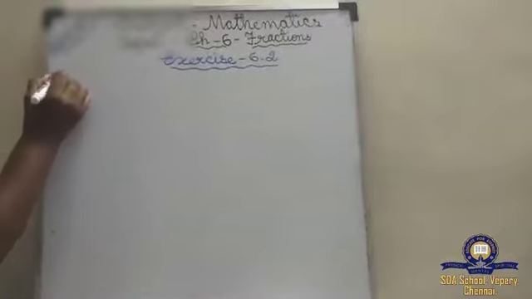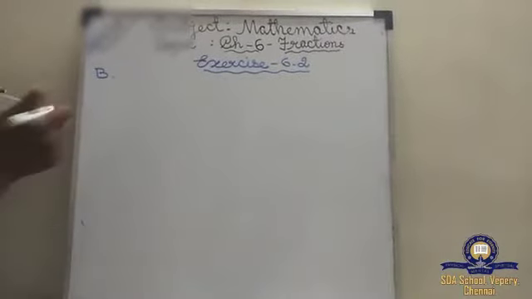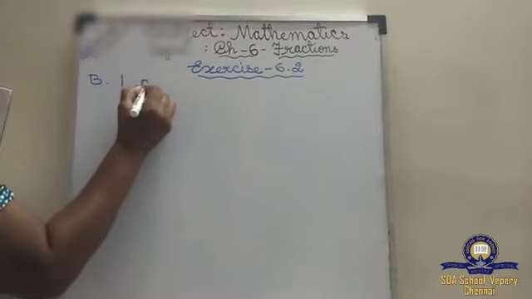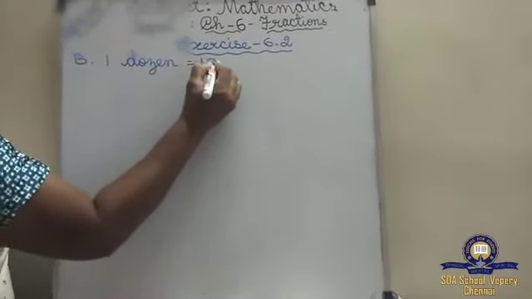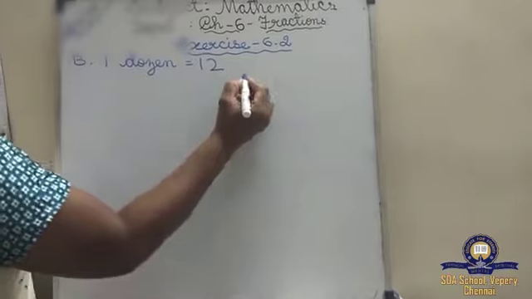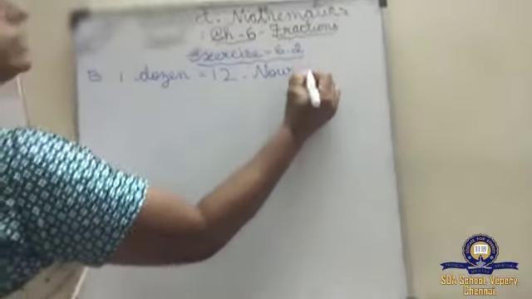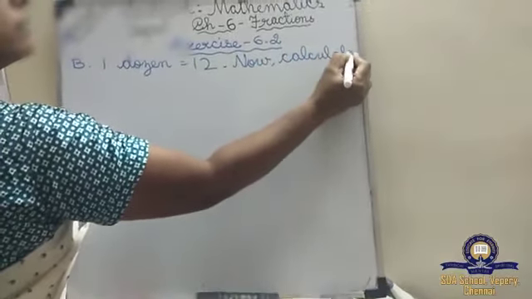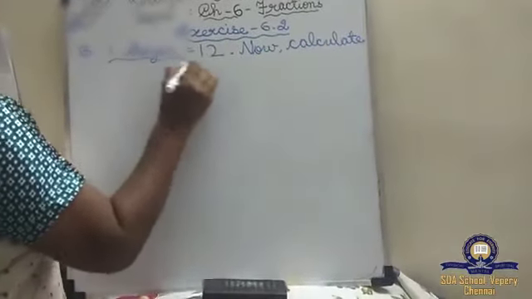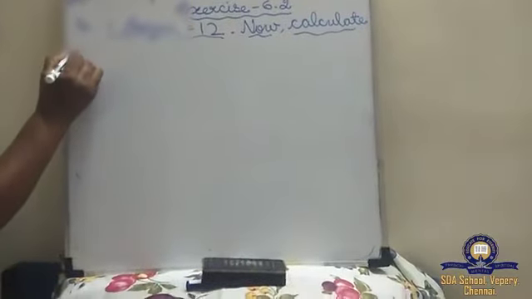So in the B1, what they have given: 1 dozen. 1 dozen is equal to 12. Isn't it, children? 12. So what you have to do? You have to calculate now. 1 dozen is equal to 12. You have to calculate it. So the first sum I will do.